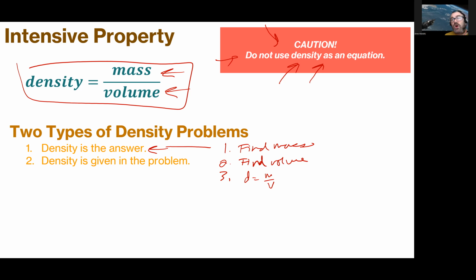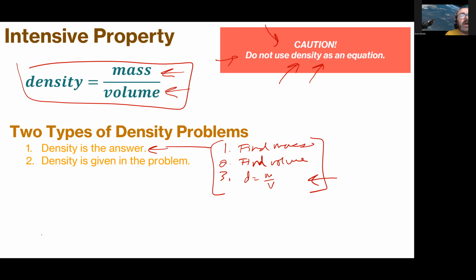I'm going to caution you, if you use density as an equation and you do it wrong, you're not going to get any points for it. Just because you think, oh, it's an equation, I can do the algebra. For some reason, with density, people get the algebra screwed up, and I'm not entirely sure why. I don't want you to stress about it. Just don't use density as an equation. The only time you need to is in this scenario where you're going to figure out the mass, figure out the volume, and then do mass divided by volume.